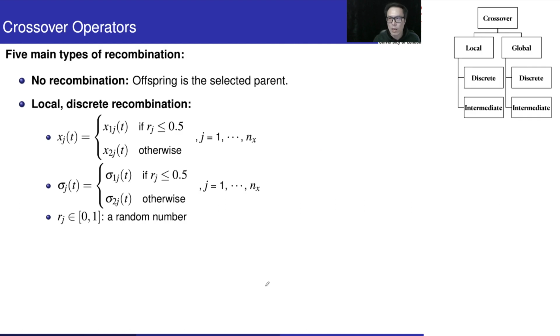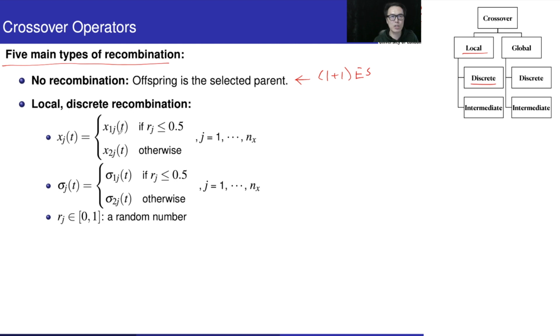So local and global, each with two ways. In total, we have 4, but actually we have 5 main types of recombination. It is mainly because for the first one, we could choose not to perform recombination, for example when we do 1 plus 1 ES, where we do not need to do crossover.